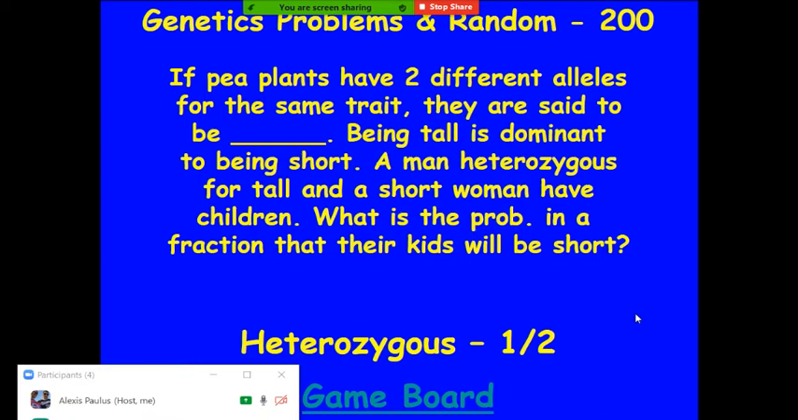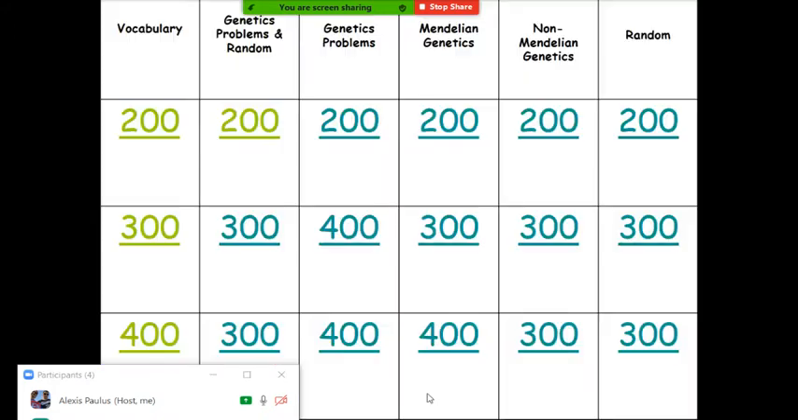The probability in a fraction that their kids will be short is 1/2. It would be 50%. It would be a 1-to-1 ratio of being tall to short. Heterozygous, big T, little t, would be a 1-to-1 ratio of big T, little t to little t, little t. So those are the only 4 types of questions I could ask you about that problem.